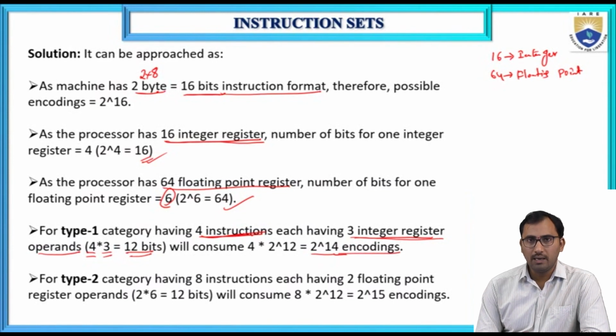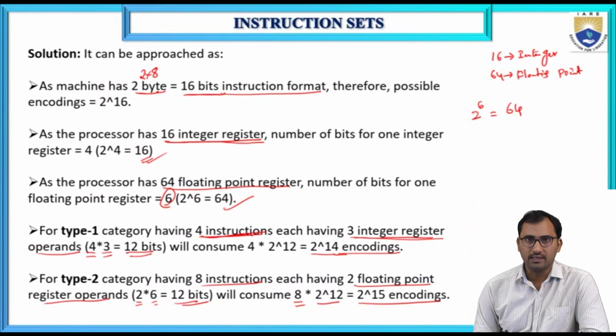Similarly for type 2. Type 2 has a total of 8 instructions, each with 2 floating point register operands. As you already know, to represent a floating point register operand we require 6 bits, because the total floating point registers are 64, and 2 power 6 is equal to 64. So 2 operands, each requiring 6 bits, is 2 into 6, equal to 12 bits. The total number of encodings required is 8 into 2 power 12, which is equal to 2 power 15 encodings.